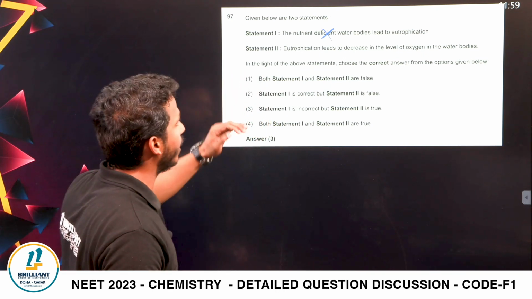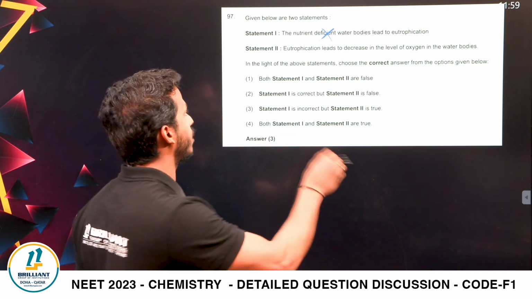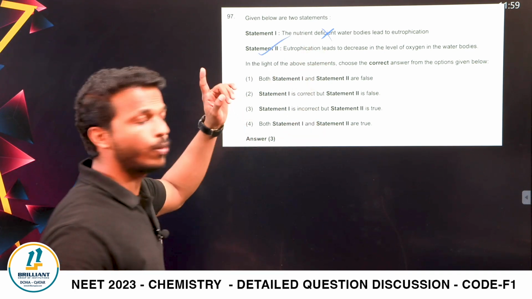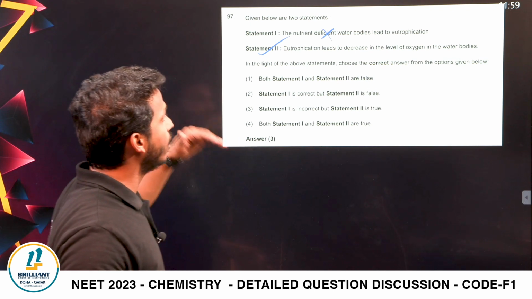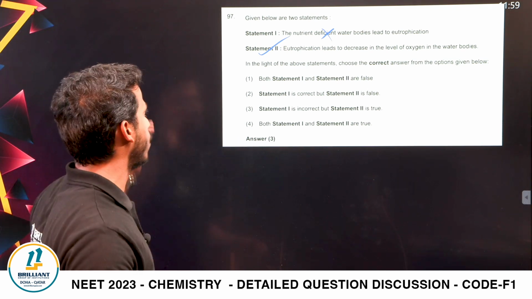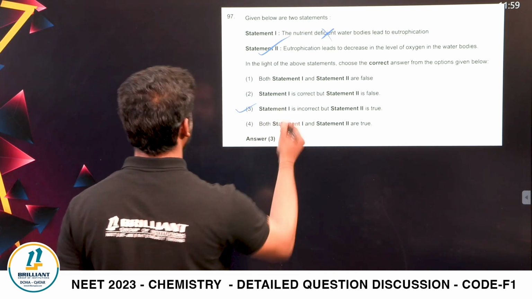So what happened? Eutrophication leads to decrease in the level of oxygen in water. That is a correct one. What about statement 1? Nutrient deficiency in water bodies leads to eutrophication. No, that's the wrong one. So the answer is option number 3.